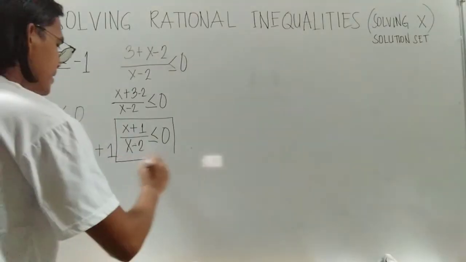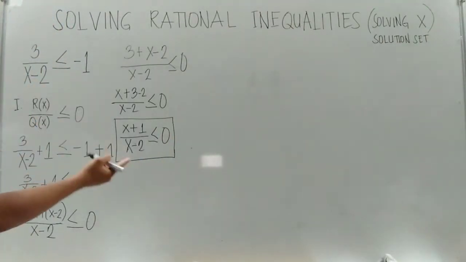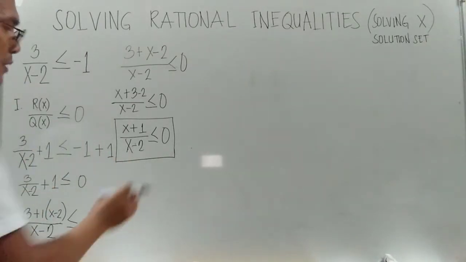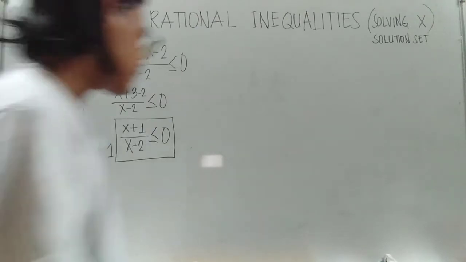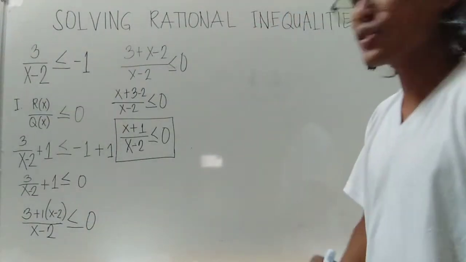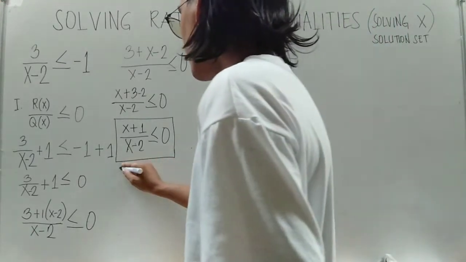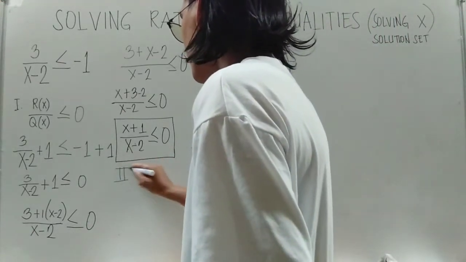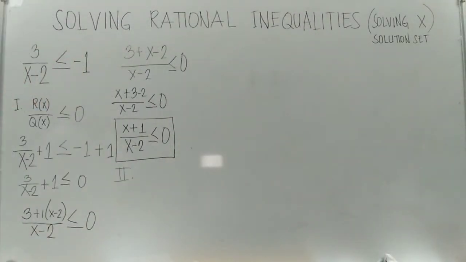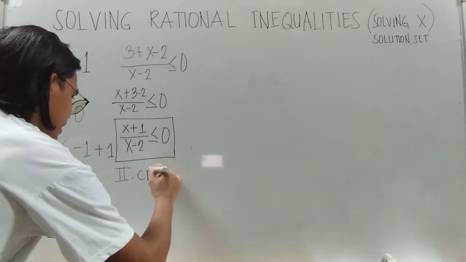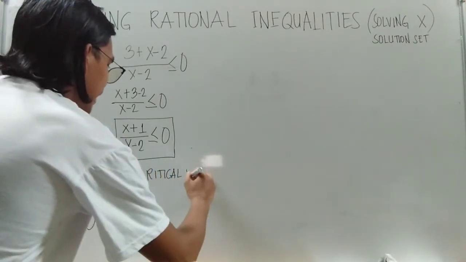So now we have simplified your rational inequality into this form, and now we will be using this inequality. Okay? So let us proceed to step number 2. We are done with step number 1. Step number 2, guys, is identifying your critical points or critical values.